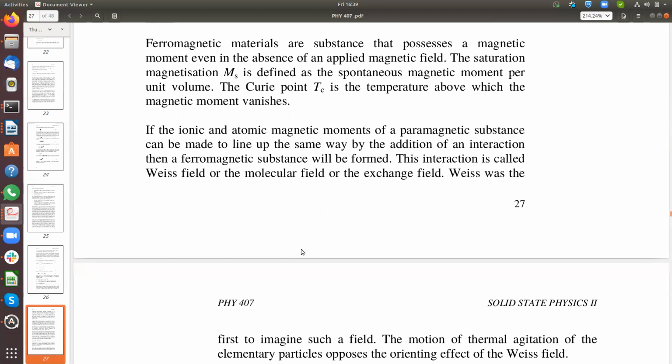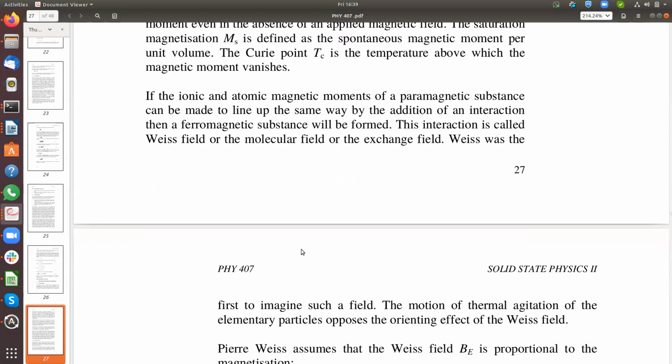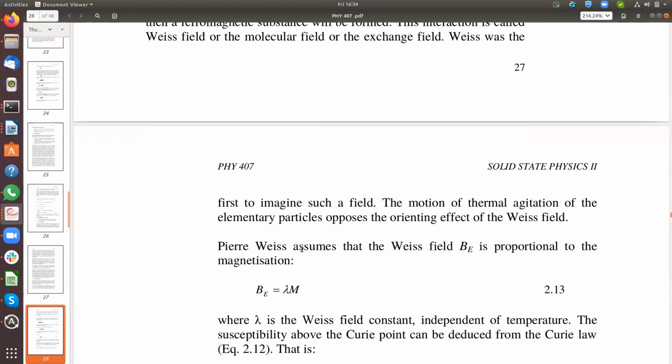If the ionic and atomic magnetic moments of a paramagnetic substance can be made to line up the same way by the addition of an interaction, then a ferromagnetic substance will be formed. This interaction is called the Weiss field, the molecular field, or the exchange field. Weiss was the first to imagine such a field. The thermal agitation of the elementary particles opposes the orientation effect of the Weiss field. So Pierre Weiss assumed that the Weiss field BE is proportional to the magnetization.